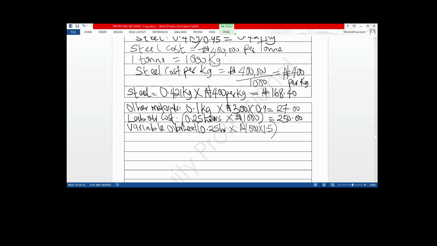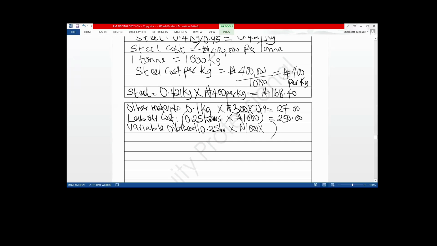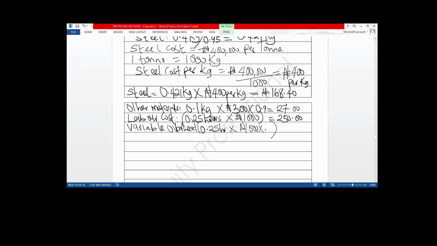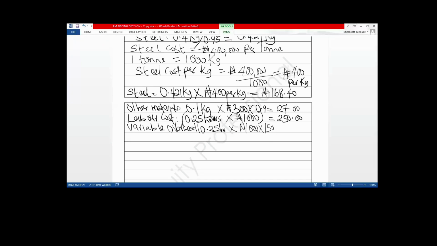Or I can also do this. Some will say, how do you get 1.5 now? I'll just put 150% here times 150%. Work this out. What's the final answer? You are going to get 375.